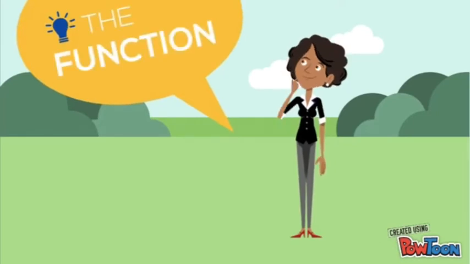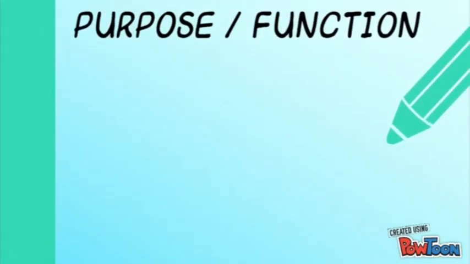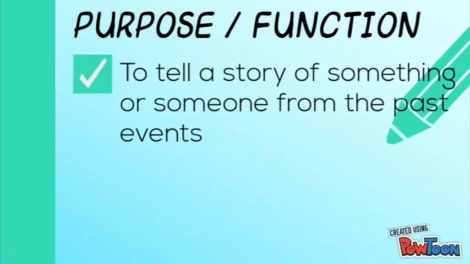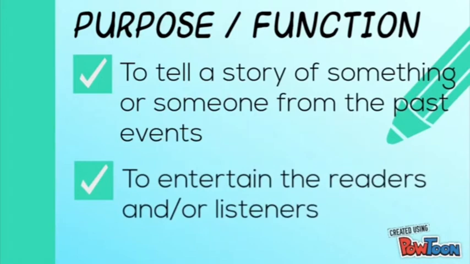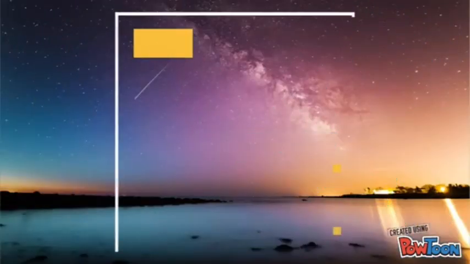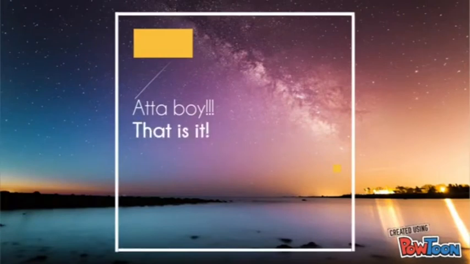Since each type of text has its own purpose or function, narrative text also has one too. Well, the function or the purpose of narrative text is to tell a story of something or someone from the past events. Well, it's not only that. Its function is also to entertain the readers and or listeners. Okay, that's a narrative text.